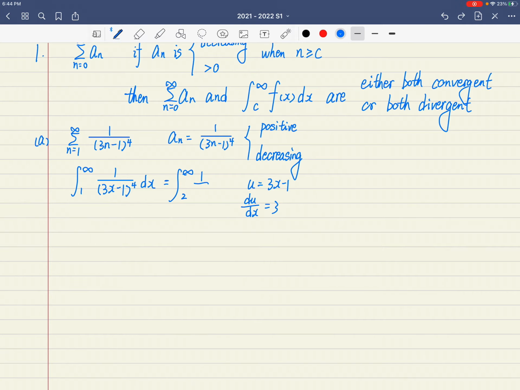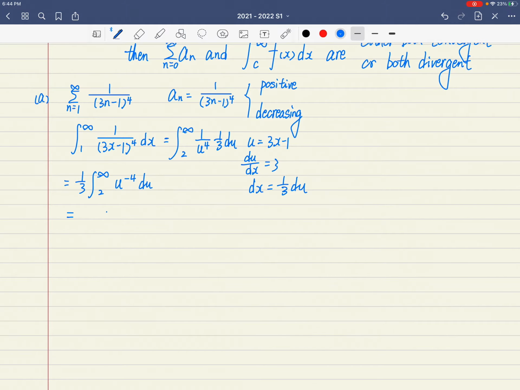It's 1 over u to the power 4, and then du. By the way, dx is 1 over 3 du. So you just write down 1 over 3 du here. So it's 1 over 3 times the integral from 2 to infinity of u to the power of negative 4. Then what is the integral? It is u to the power of negative 3 times negative 1 over 3, from 2 to infinity, times 1 over 3. So we put the constants together, it's negative 1 over 9 times u to the power of negative 3. Do the substitution from 2 to infinity.